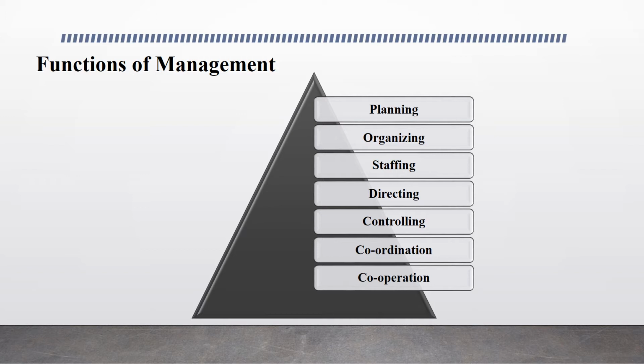Gulick and Urwick have classified management functions into 7s. They coined the word POSDCORB to describe the functions of management. Each letter of this word denotes the initial letter of a management function. P stands for planning, O stands for organizing, D stands for directing, S stands for staffing, C stands for coordinating, R stands for reporting, and B stands for budgeting. Let's understand all these concepts in detail.